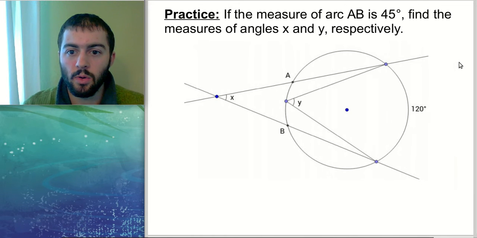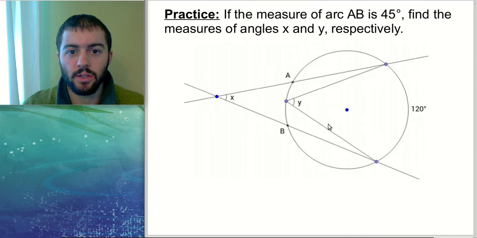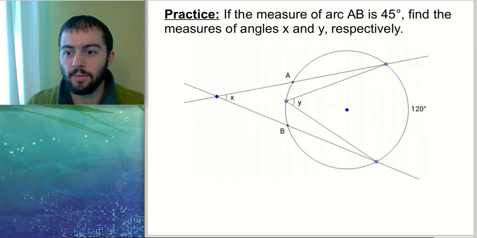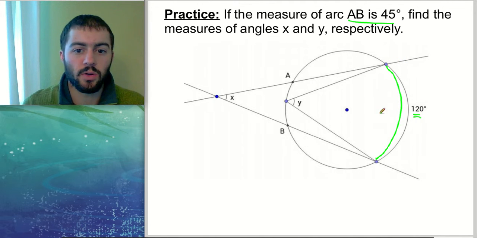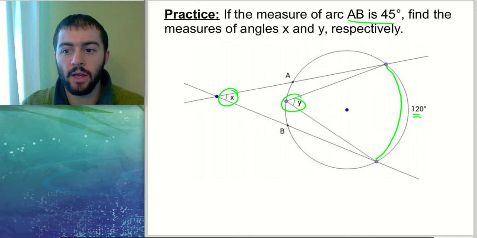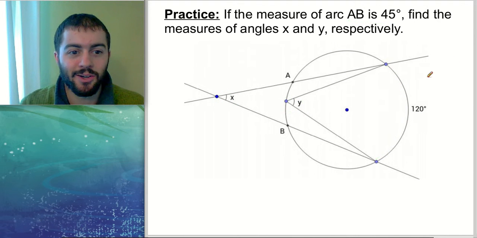We're going to look at another one here. So here we have an inscribed angle, and we also have an exterior angle. We're told that the measure of arc AB is 45 degrees, and we want to find the measures of angles x and y. We also have this arc here given to us as 120 degrees. All right, so using that information, try and find the measures of angle x and y respectively. Again, try this out on your own and come back for the answer.